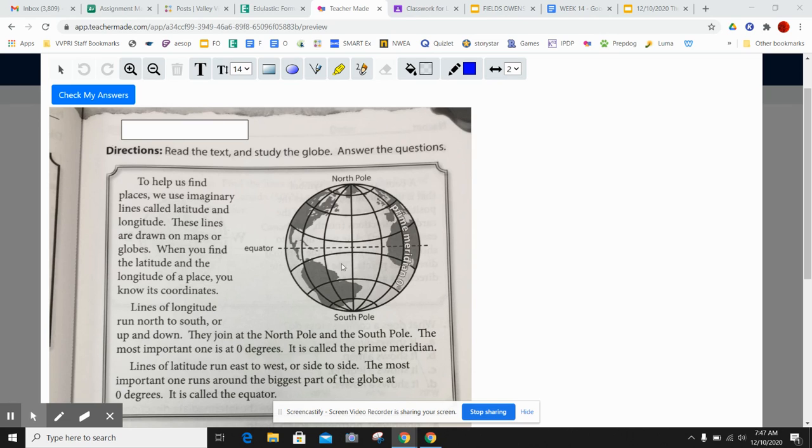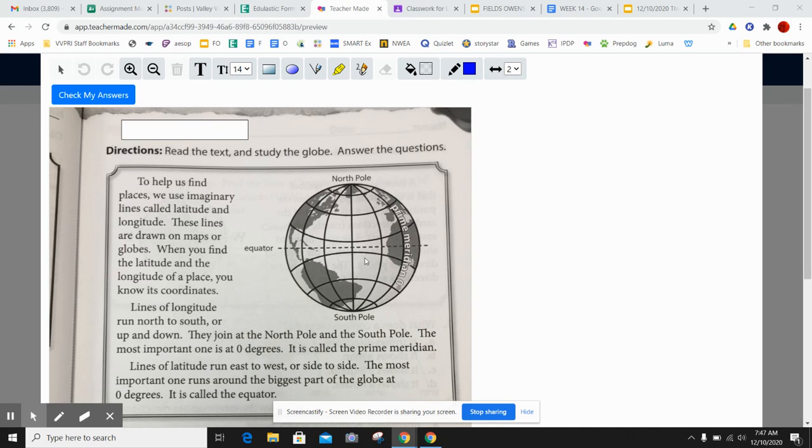And in class, we talked about longitude. It has the word long in it. So we know it's going to be long up and down from north to south pole. And then they also talk about latitude. And the latitude goes from east to west, the side to side.